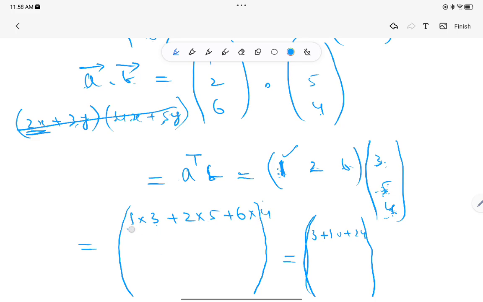It is a measure of their parallelism, how much parallel they are. Suppose sometimes you get a dot product value of 0. This means that the vectors are not parallel at all, they're perpendicular.